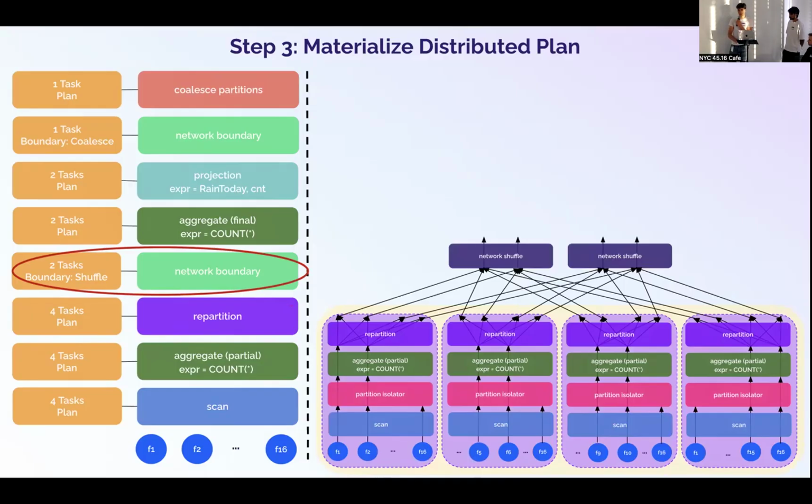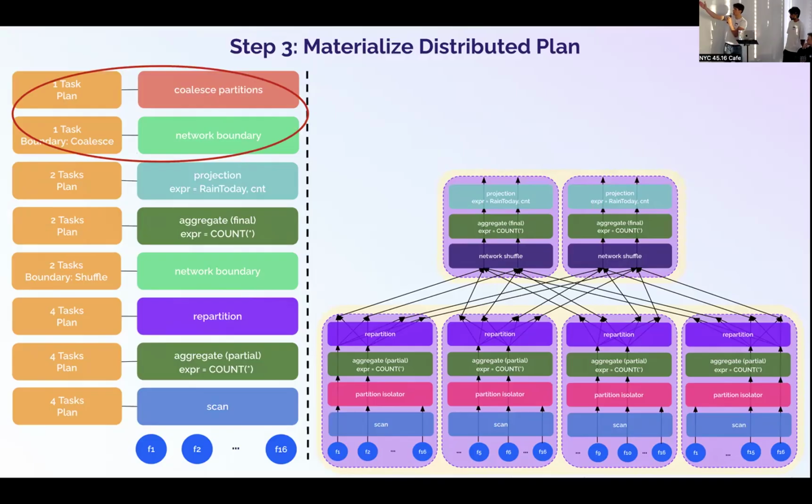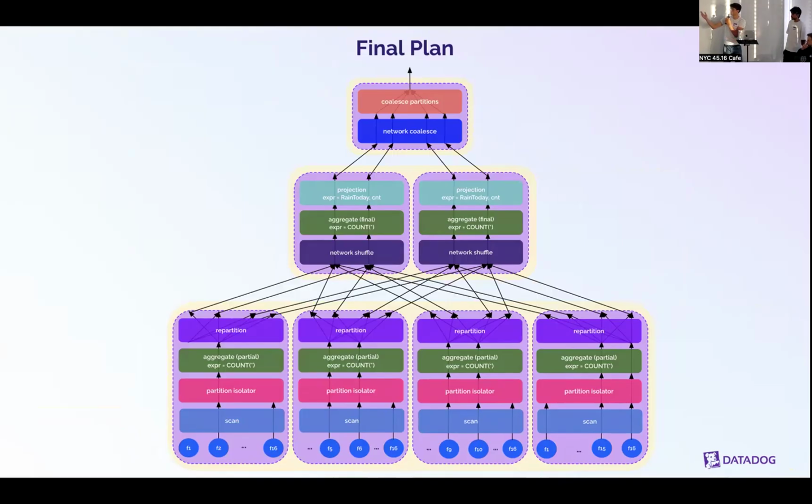We then insert our network boundary operator, which in this case we have marked as a shuffle that receives data from over the network from the stage below. And then we continue to build the next stage. So we insert the next normal physical operators on top and form the next stage until we get to the next network boundary above, which is a coalesce. And then we insert our final stage there. So now we have our final distributed physical plan here.